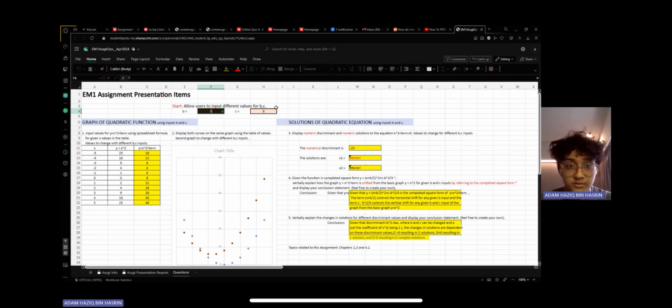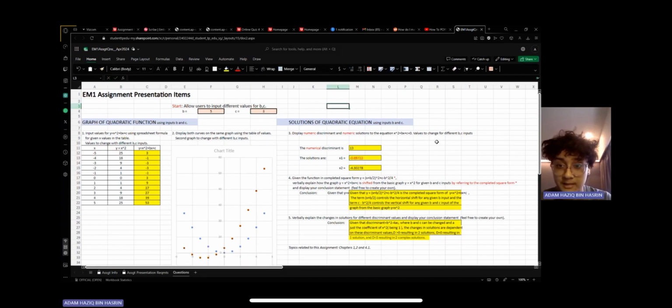Now, moving on to question 3, display the numeric discriminant and numeric solutions to the equation x squared plus bx plus c equals 0. Now, in this case, the discriminant formula, as we know, is b squared minus 4ac, but in this case, a equals 1. So it can be simplified to b squared minus 4c. So that translates to F4 squared, as we said earlier, which is b, minus 4 H4, c. b squared minus 4c, and that will give you 13. As you can tell, 5 times 5 is 25. 25 minus 4 times 3, which is 12.